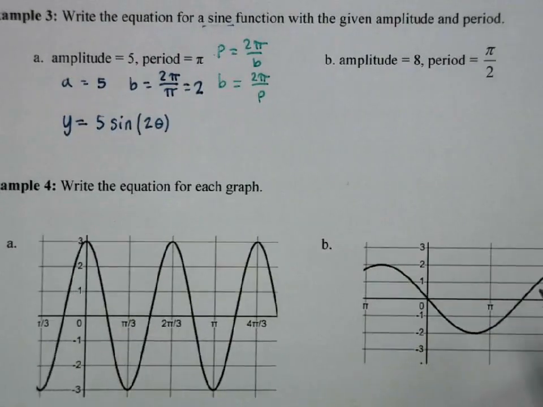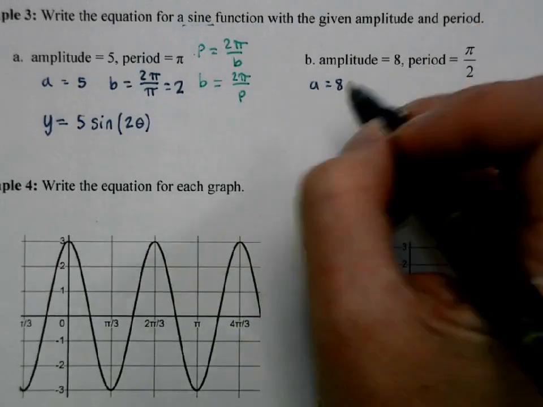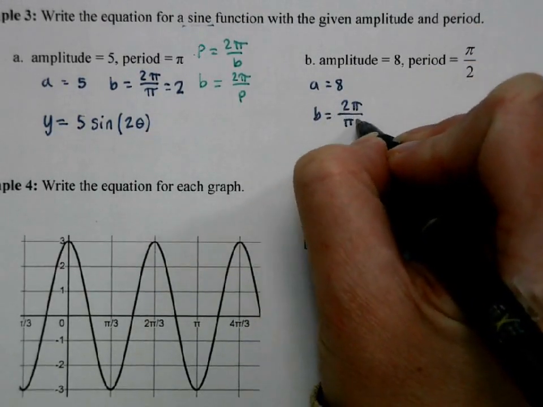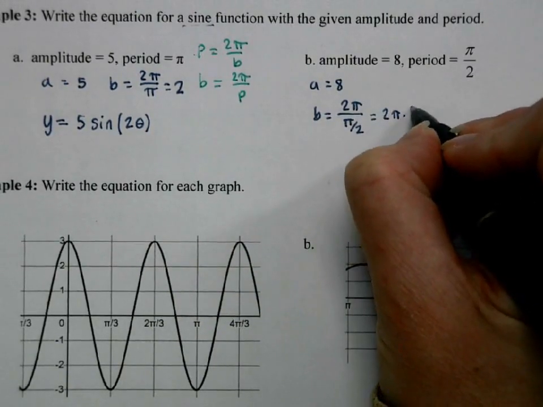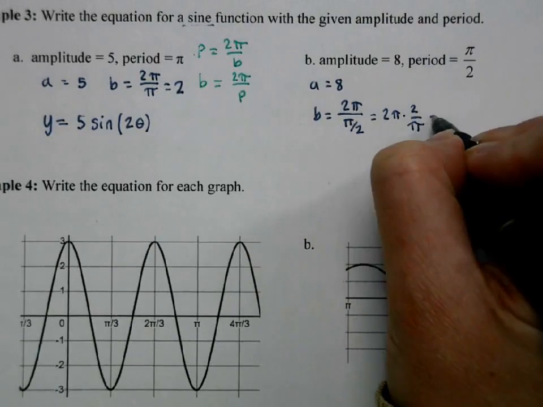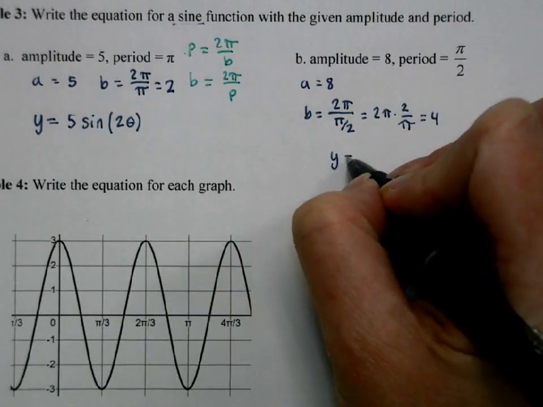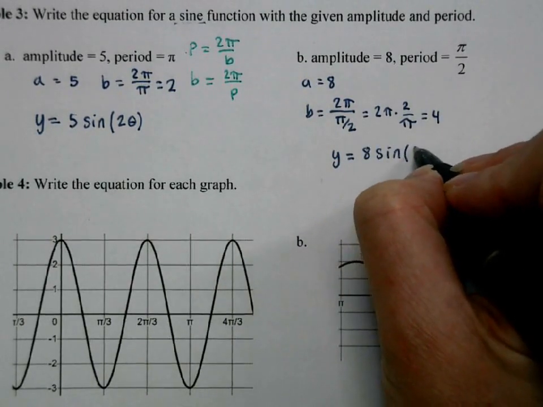Okay, this one, my a is going to be 8. My b is going to be 2 pi divided by pi over 2, which would be the same thing as 2 pi times 2 over pi, or 4. So this one's equation is going to be y equals 8 sine 4 theta.